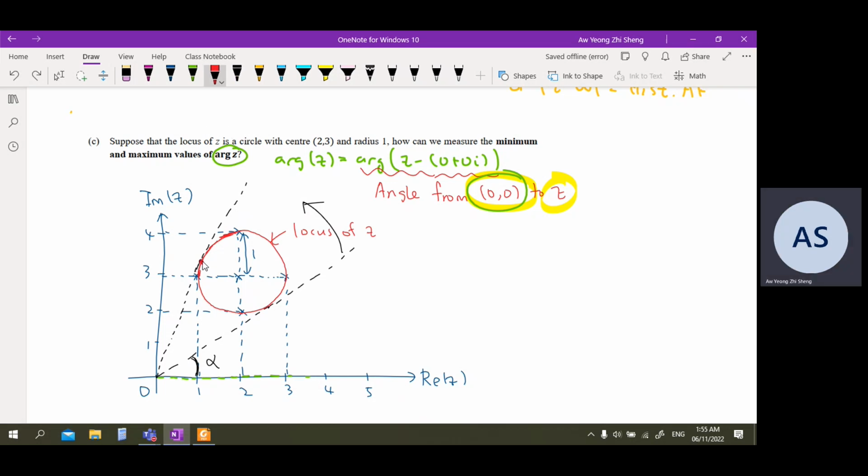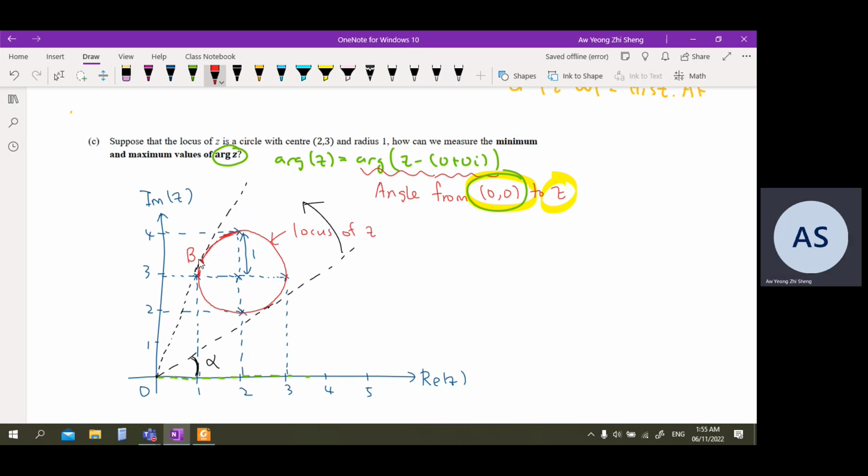Because the point of tangency is the point where the tangent line touches a circle. Let's call it point B here. This point B is also a possible position of z. So in fact, the direction of OB is the direction that will give me the maximum possible angle when I measure the angle from origin to Z.